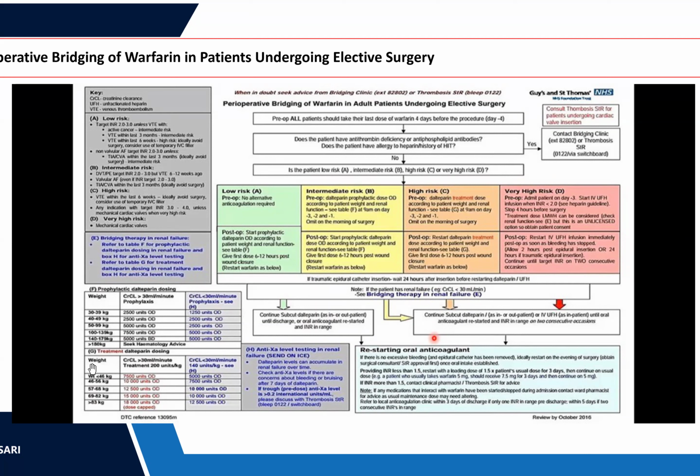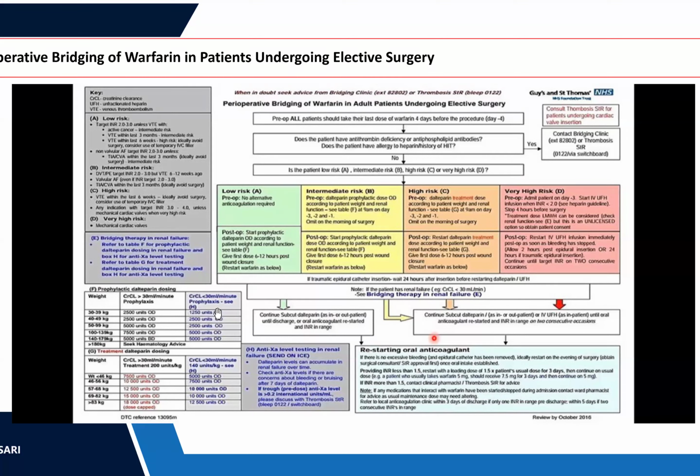So we will see the weight of the patient. It was 100 kilograms, so she falls here, more than 83 kilograms. See the creatinine clearance: more than 30? No, it's not suitable. Less than 30? Yes. Creatinine clearance is 25 in our patient. So we are going to follow this box. So the dose is going to be 12,500 units.